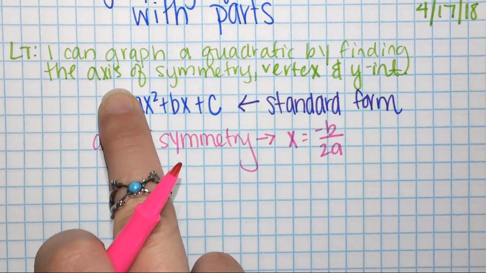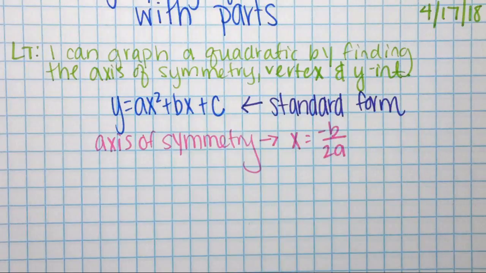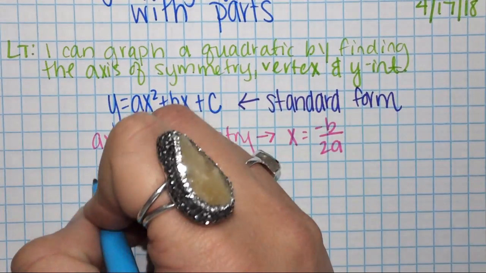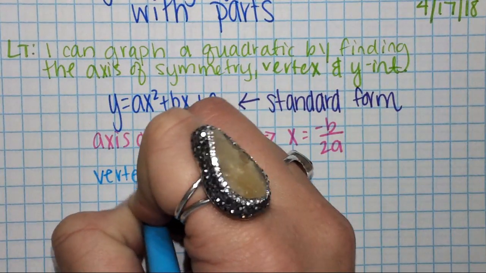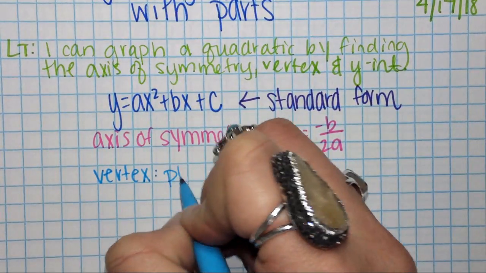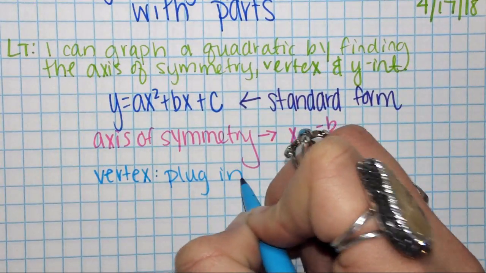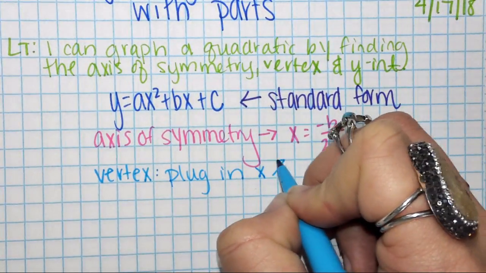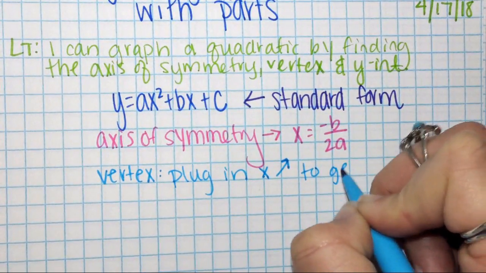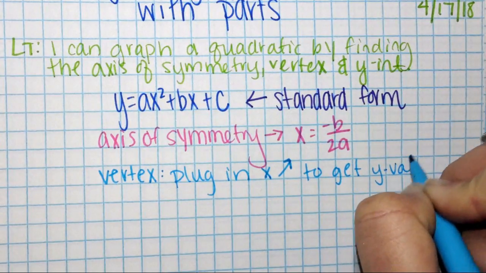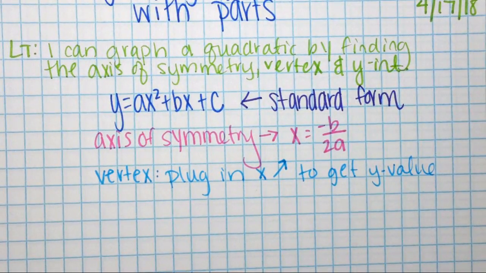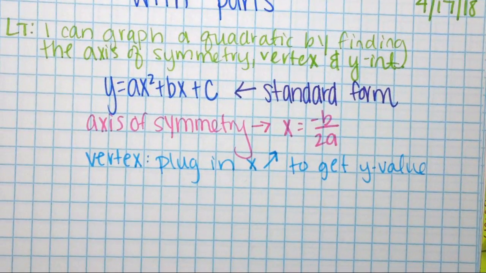Now, we're going to find our axis of symmetry. We're going to find our vertex. And you find the vertex, plug in x to get the y value. Because remember, the vertex is a coordinate, and the x value of that coordinate is always our axis of symmetry.